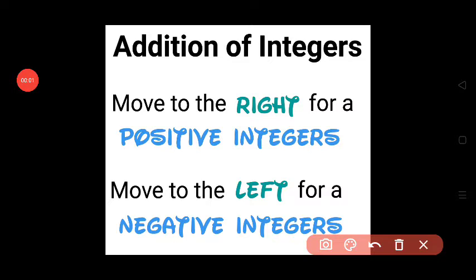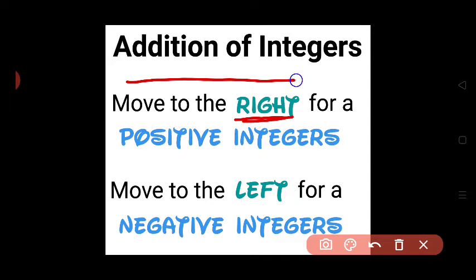Our next topic is addition of integers. You have already learned to use the number line to add whole numbers. Now you use the number line to add integers, that is positive and negative numbers. The two most important points to remember are, the first one is move to the right for positive integers.